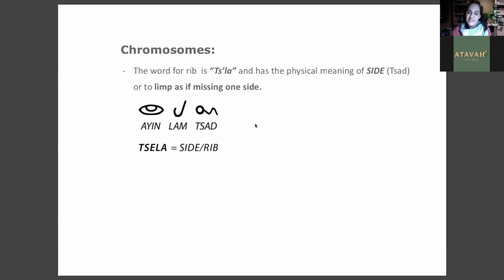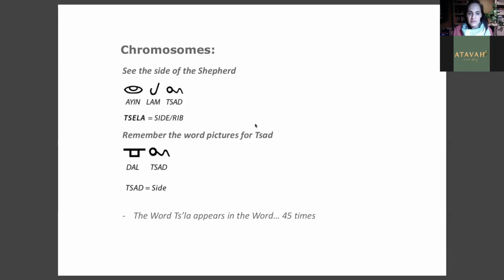Okay. So this is how you spell the word tsela. It's tsad, lamed, and ayin. So let's look at the meaning of the pictures. You all hopefully understand why we do this, to go even deeper. If we look at the meaning of the pictures, it says, see the side of the shepherd. And again, I remembered the word picture of the letter tzad, which was the side of the door. And I said, what does this refer to in the beginning? If the door also symbolizes Messiah, and it says the side of the door, the side of Messiah, it means side. The word tsela also means side, and it means see the side of the shepherd. What is there to see at the side of the shepherd?